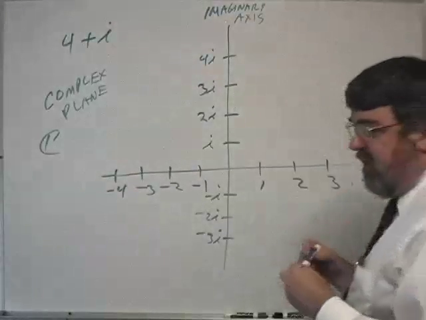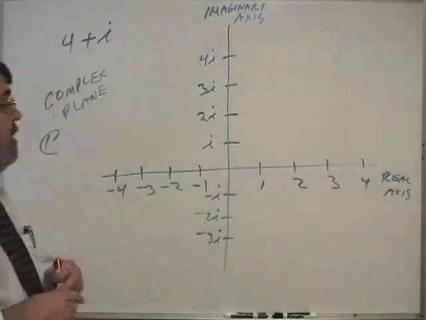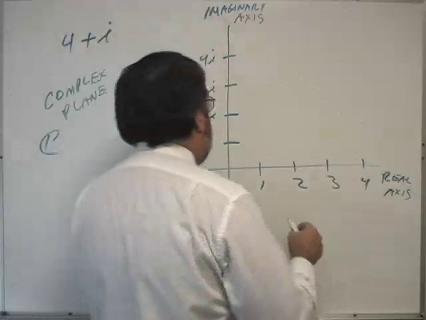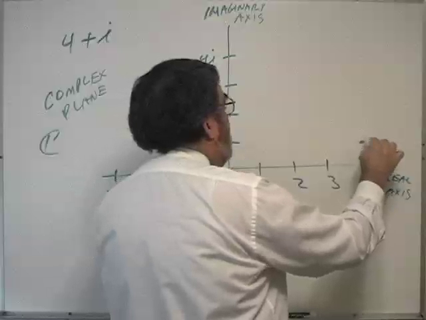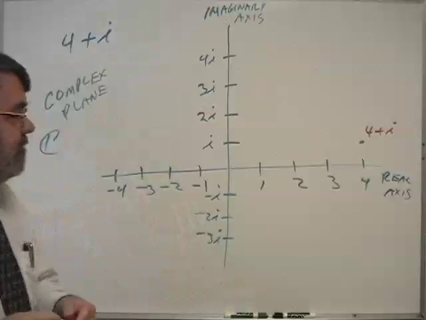So where is 4 plus i? Well, it couldn't be easier. 4 plus i is like finding where (4, 1) is on a Cartesian plane. So you go over to 4 and you go up to i. It's right here. So this is 4 plus i.